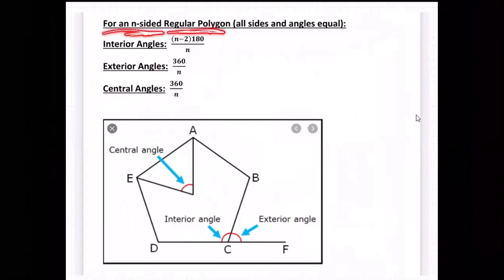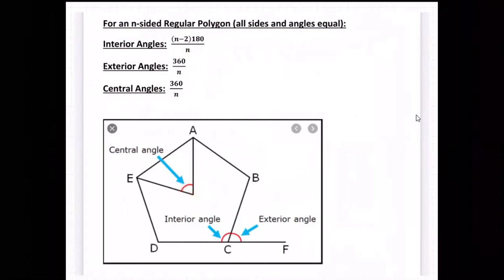N-sided regular polygon. All sides and angles are equal. Each interior angle, each exterior angle, and each central angle. And they're showing us in this picture, which I got off the internet, what they are. Central angles right here in the center.